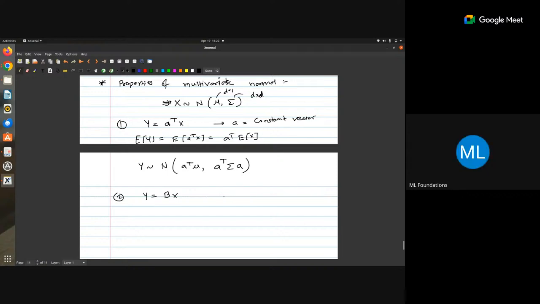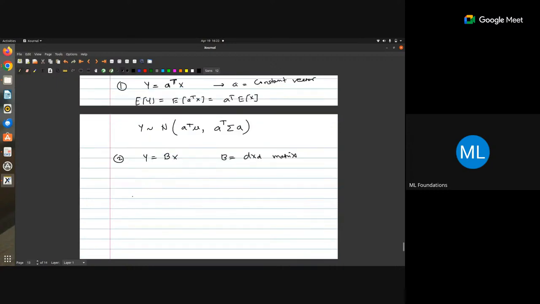And B is some D by D matrix. B is a D cross D matrix. Suppose, what is the difference between A and B? A is a vector. Vector means that it is also sort of a matrix, right? Yeah, but it is a D cross one dimensional vector. Otherwise, not much difference, but here it is a matrix, so the calculations will be a little different. Okay, so what will be the expectation here?